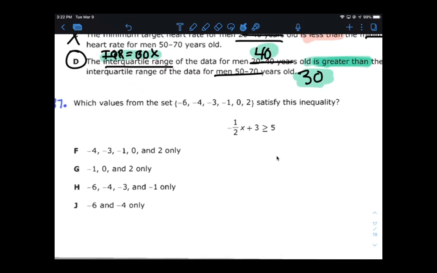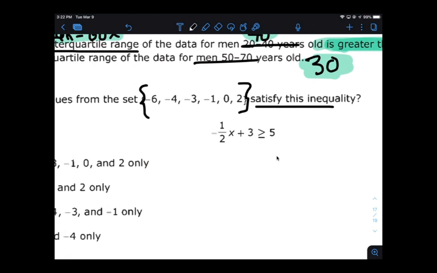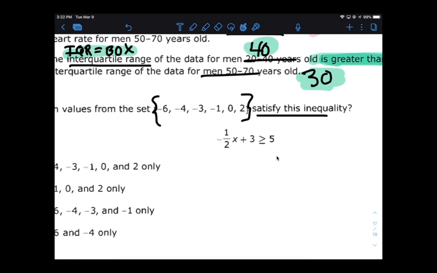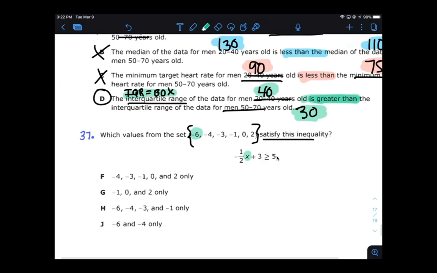Problem 37 requires you to substitute these values to see which one satisfies the inequality. In other words, it says which values from this set of numbers satisfy this inequality. I have an inequality that says negative 1/2 times x plus 3 is greater than or equal to 5. So what we need to do is substitute these values instead of x and see which one gives us true results.